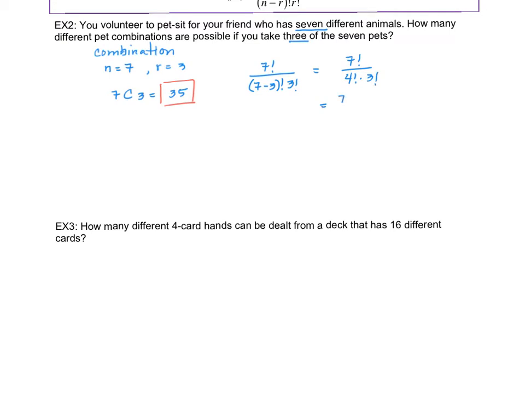And then I can expand this as 7 times 6 times 5 times... I see the 4 factorial in the denominator, so the 4 factorial should cancel. And then times 3 factorial, well, that's just 3 times 2 times 1, and I didn't have to write the 1. Cancel the 4 factorial. Oh, also look, 3 times 2, that's 6. So this is 7 times 5 over 1, and that becomes 35.